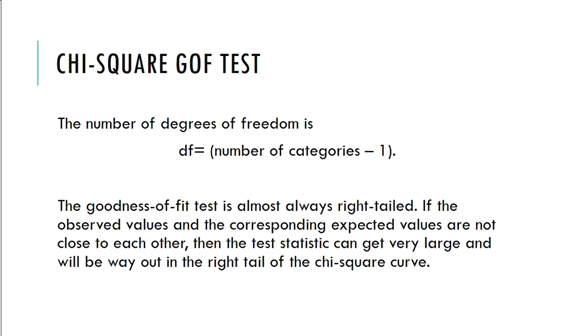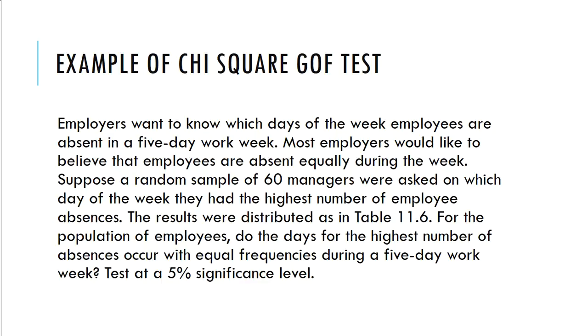If the observed values and the corresponding expected values are not close to one another, then the test statistic could get very large and will fall way out in the right tail of the chi-square curve. All right, so let's try an example. Again, I don't want you to do this by hand, but I'm going to show you the process so it makes sense.